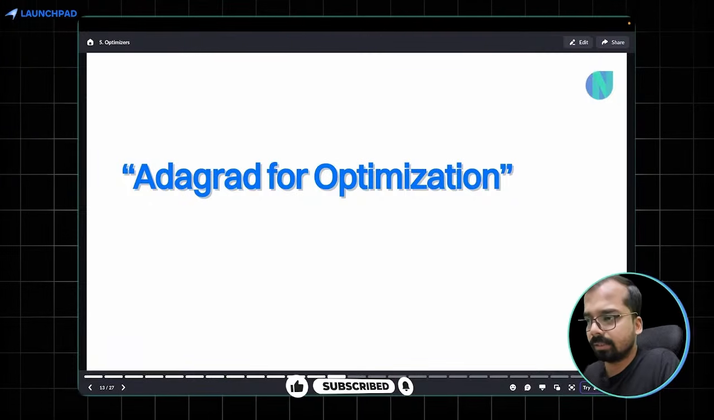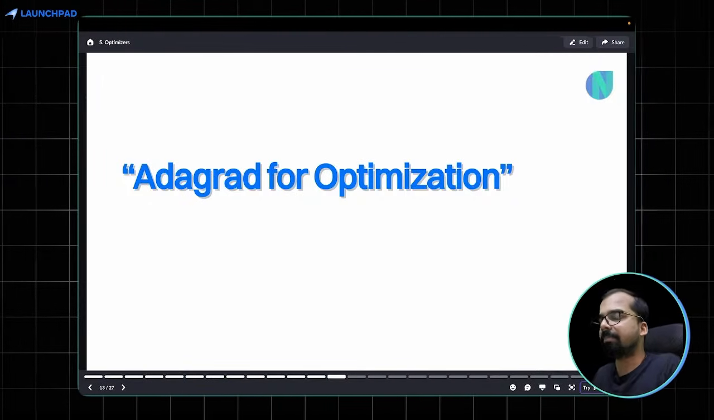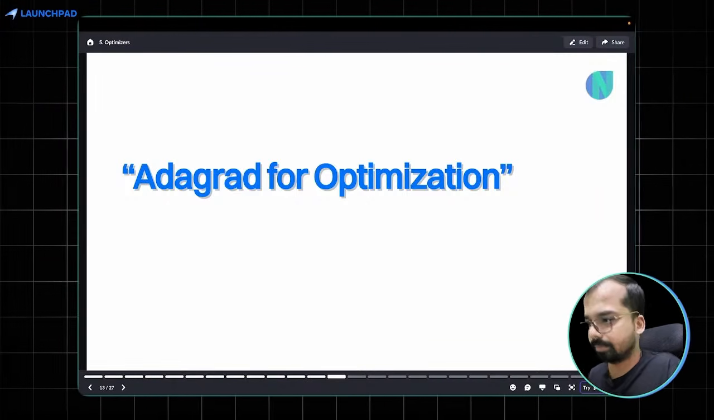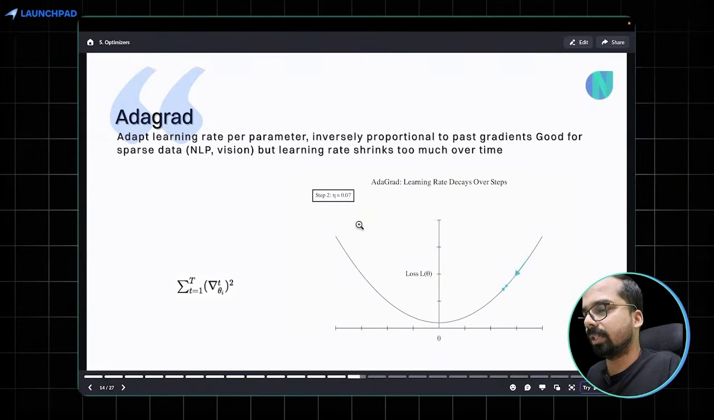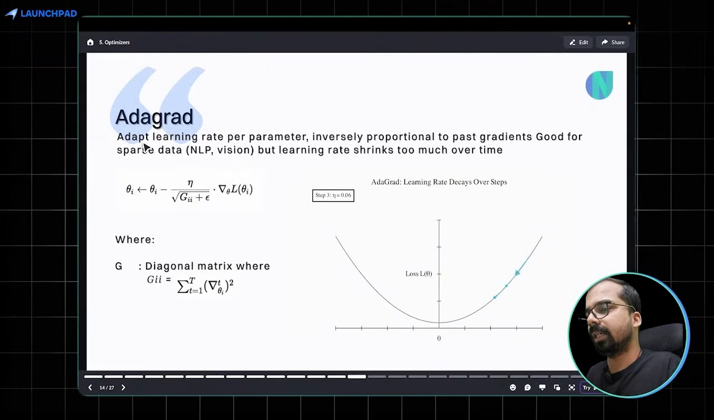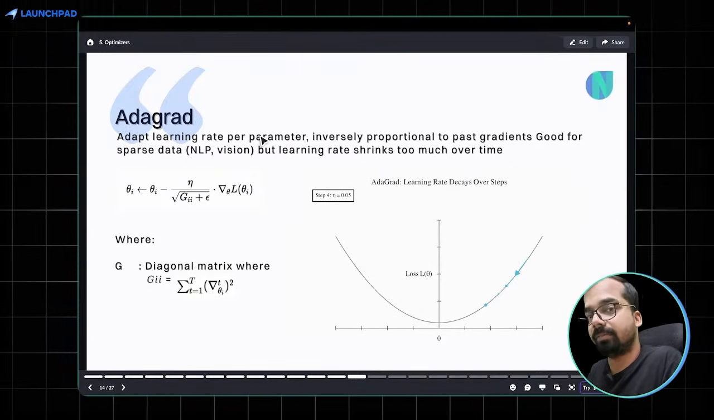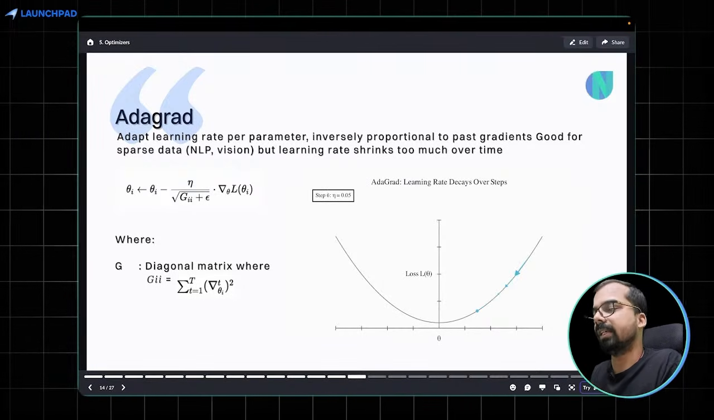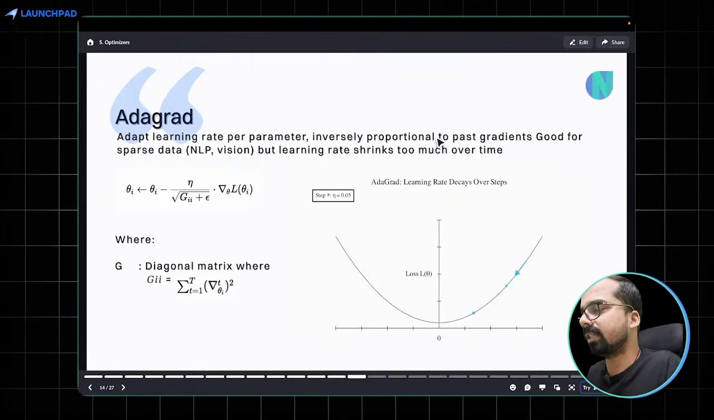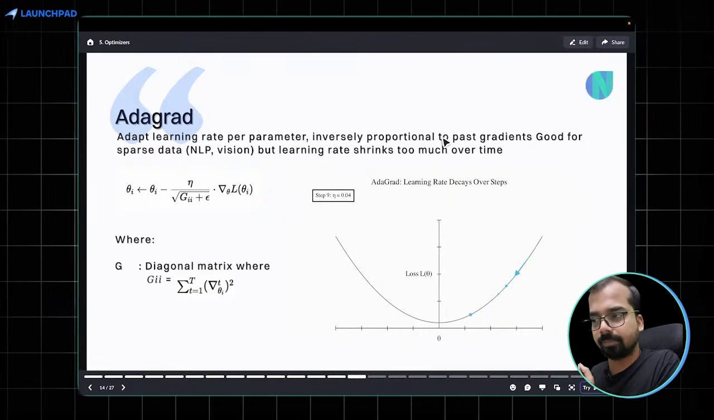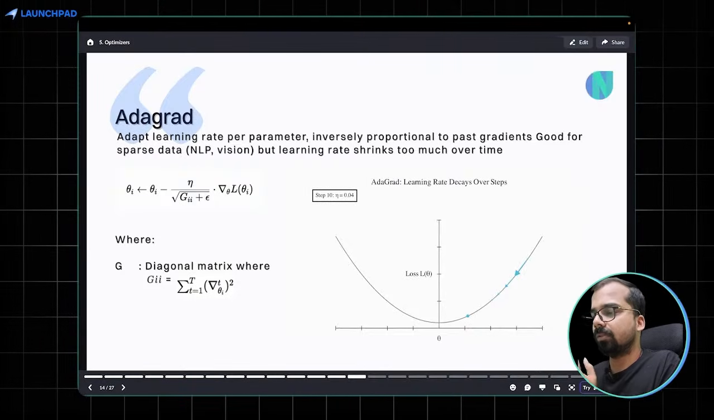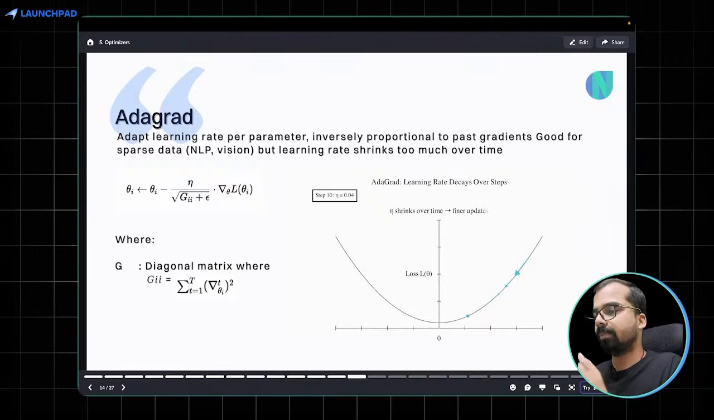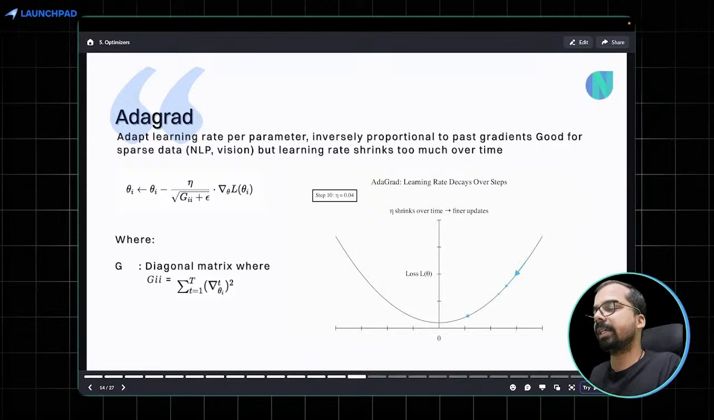So the next step is AdaGrad, also known as adaptive gradient. It is used to have different learning rates for different parameters. AdaGrad adapts the learning rate to the parameters. This is the first time where different parameters will have different learning rates, and the learning rate will be inversely proportional to the past gradients. If you had a lot of past gradients and the value was very high, the learning rate will be low. If the past gradient values were low, the learning rate will be higher.